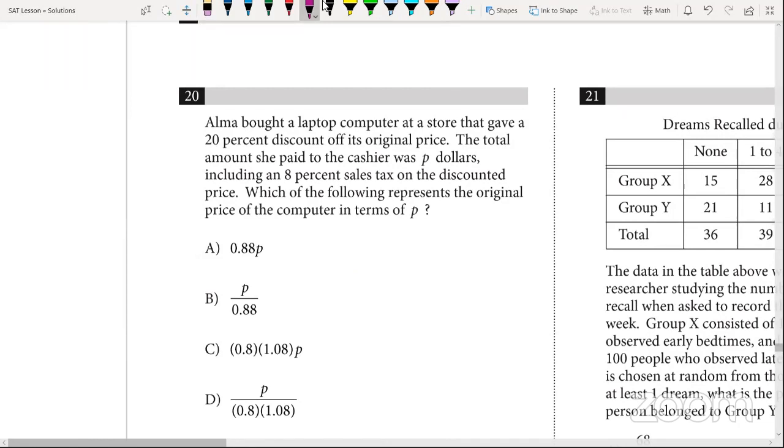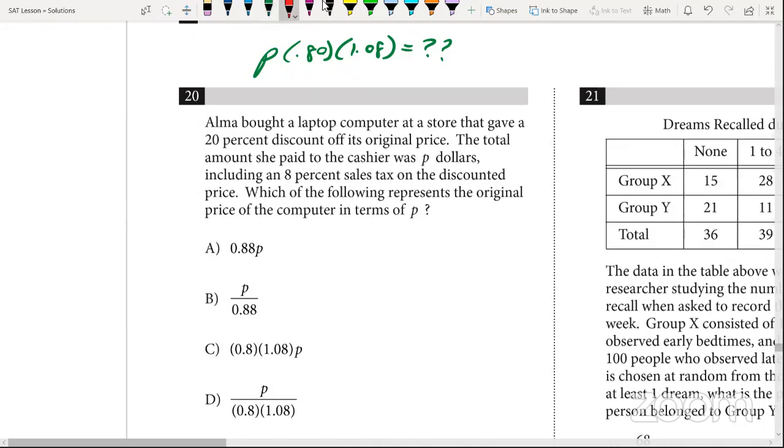Alma bought a laptop at a store. They gave a 20% discount off its original price. The total amount she paid was P, including an 8% sales tax. So if you're going fast here and you haven't done a lot of these, they're trying to bait us into saying that the price was P with a 20% discount and an 8% tax, and then solve it that way. But that would be exactly backwards. Now, why 0.8 and why 1.08? We'll talk about that in 1 second.